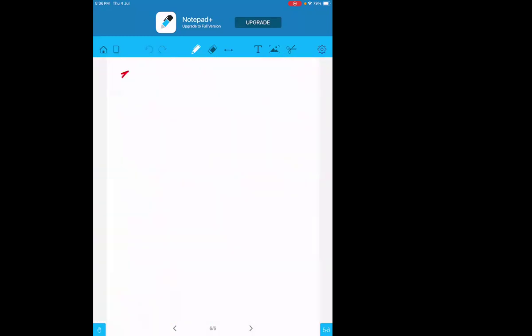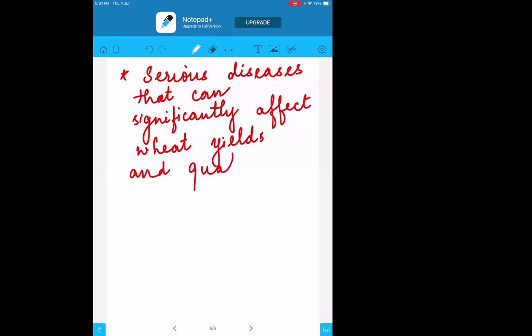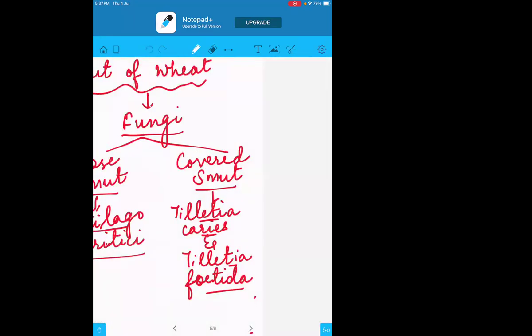So in this case, what happened? This smut of wheat is a very, very serious disease, and it can significantly affect the wheat yield. So in both cases, whether it is in the developed stage or the normal stage, the quality and the yield of the wheat will get affected. So that is the smut of wheat.